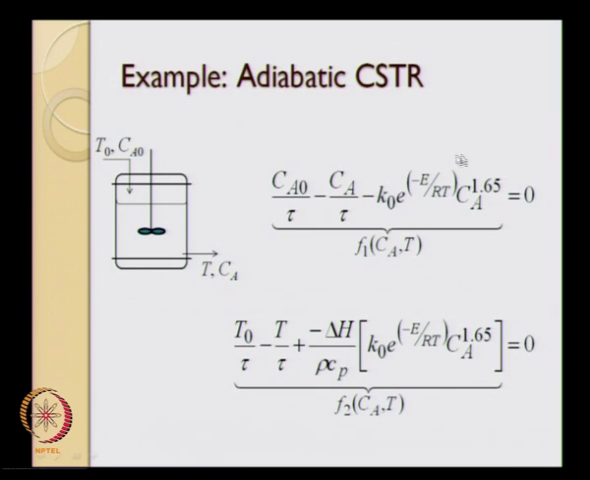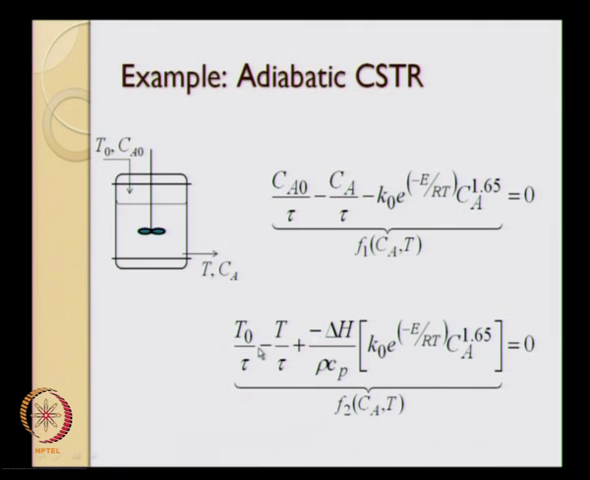This is a nonlinear equation. There are two types of nonlinearity. One nonlinearity comes in because of the Arrhenius type of rate law, because of the exponent of minus E by RT. The other nonlinearity comes in because this is not a first order reaction rate, but the reaction kinetics has an order of 1.65. So this one is going to be f1 of Ca and T.